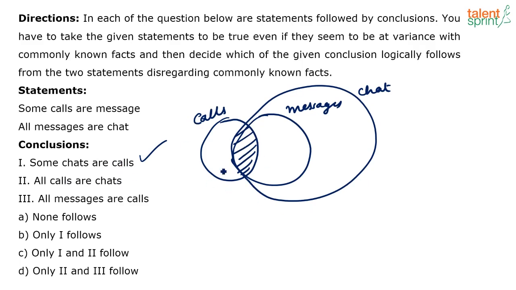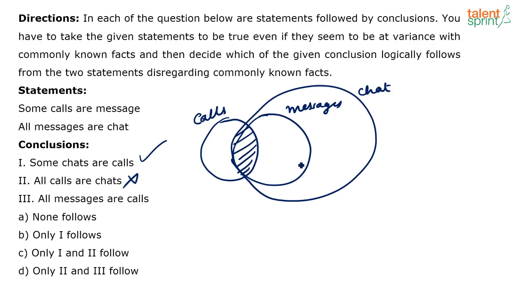Next one, all calls are chats. Are all calls chat? No. Look at the basic diagram. Here you can only say some calls are chat. All calls can be or cannot be in some other case, but in the basic diagram it is not true. In the basic diagram you always draw it with the minimal possible overlapping. So this conclusion does not follow.